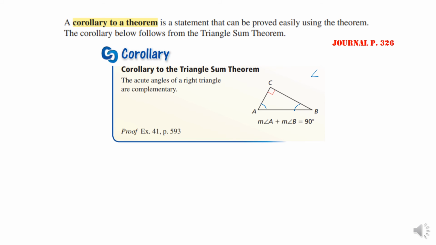So if you go angle C plus angle A plus angle B equals 180, then you've got angle C is 90 degrees plus angle A plus angle B equals 180. Then we're going to subtract 90 from both sides, and that means that angle A plus angle B has to equal 90 degrees. So that's just a quick proof of that corollary.